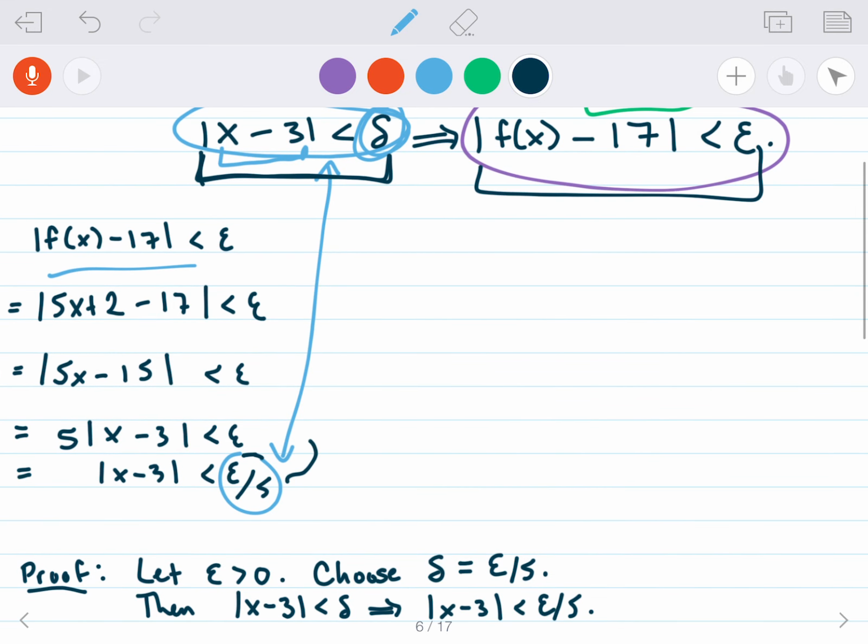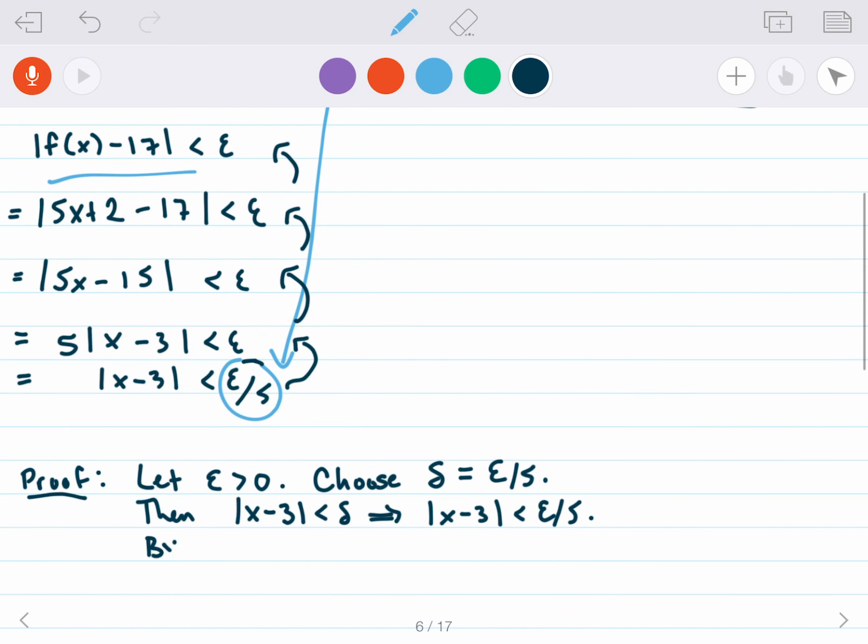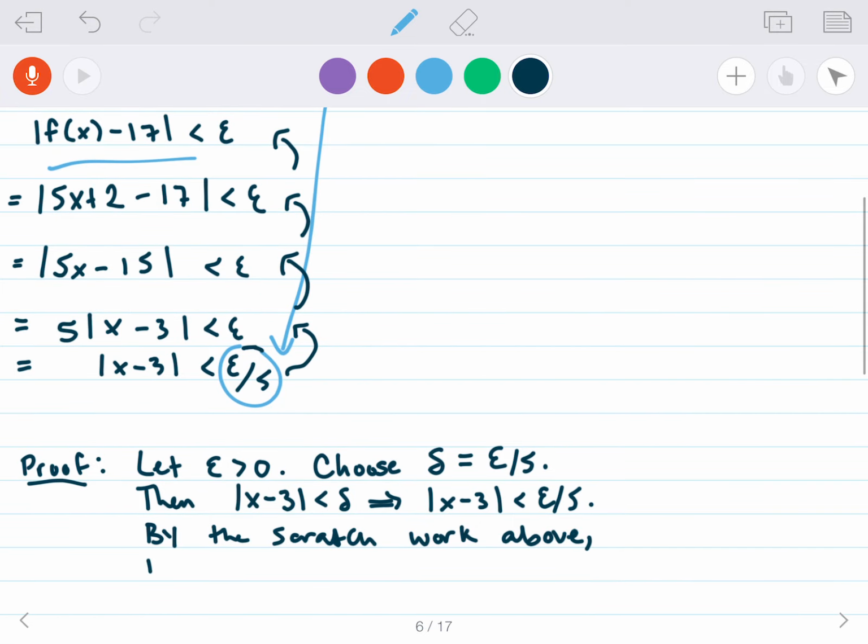Then by the backwards scratch work, which I'm not going to write all of these steps, but by the scratch work above, this implies 5x. Well, maybe I will write it all out. Let's just see what the logic is. I just want you guys to see this a few times.